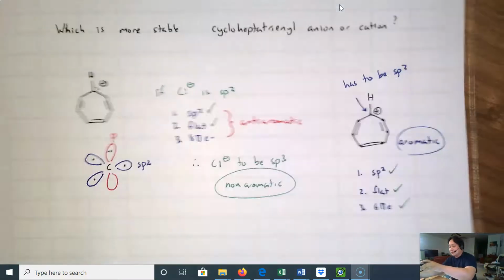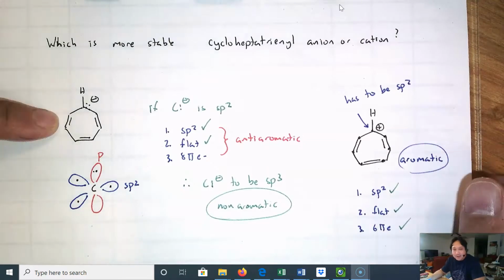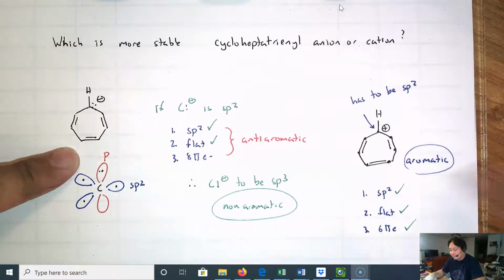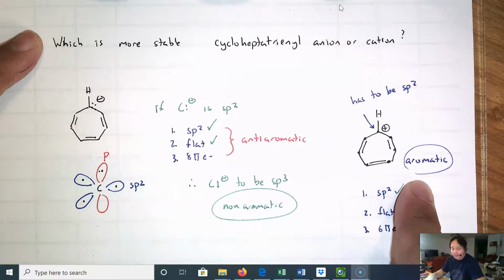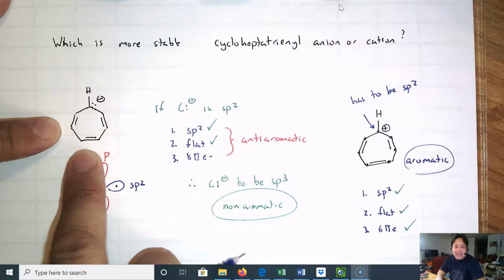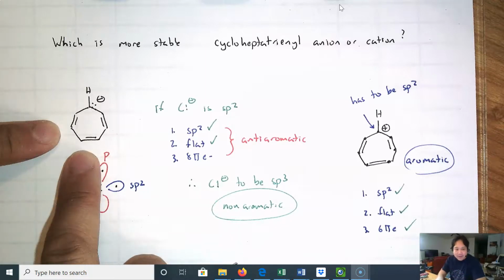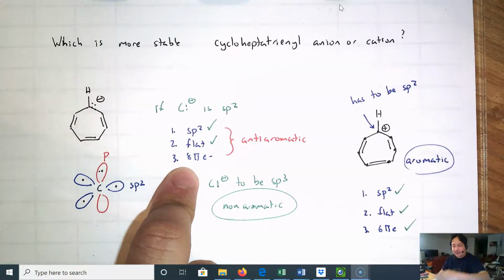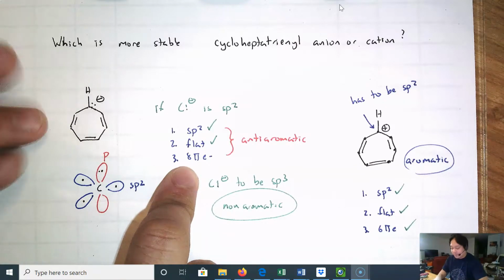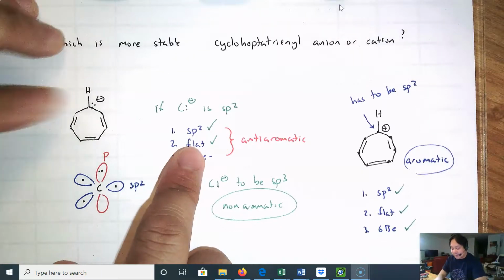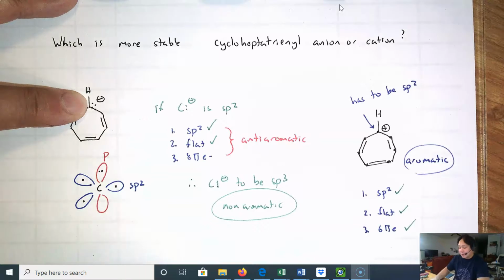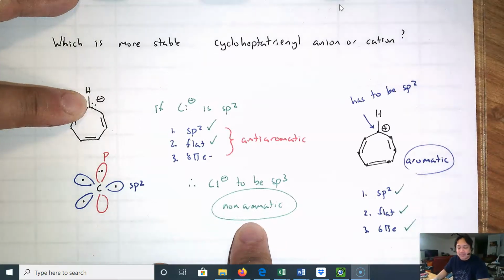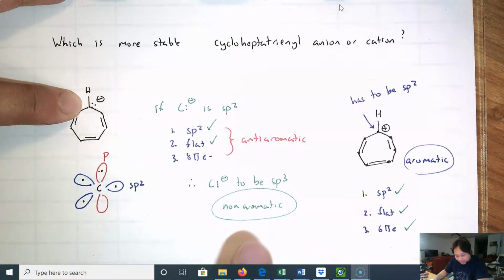The question was, between those 2 molecules, cycloheptatrienol anion or cycloheptatrienol cation, which one is more stable? Well, this one's easy. It's the one that's aromatic. We're going to know the anion as non-aromatic because it was headed towards anti-aromaticity, but the molecule surveys the different hybridizations between sp2 and sp3, and once it hits sp3, it lowers in energy compared to the anti-aromatic sp2 hybridization, and it is non-aromatic.